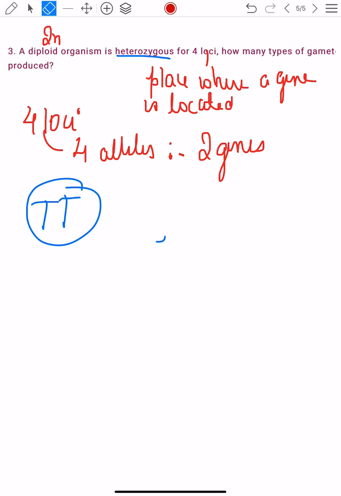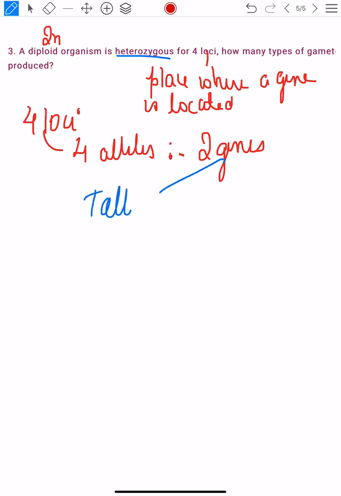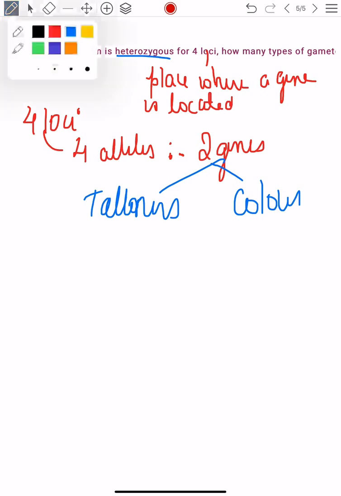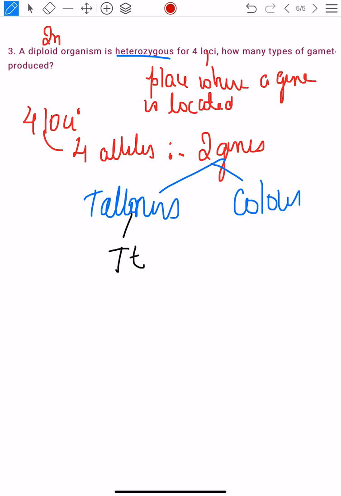So we can take this question further with the help of an example. Suppose the 2 genes are the gene for tallness and the gene for seed color. In tallness, the heterozygous tall can only be represented by this. Okay, this is the heterozygous tall. So what are the alleles in this? The alleles are capital T and small t.